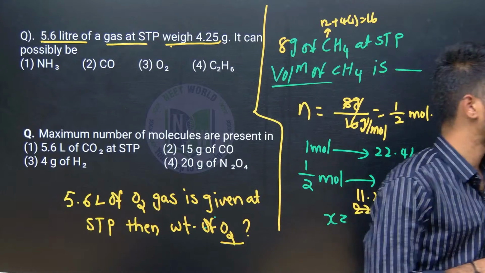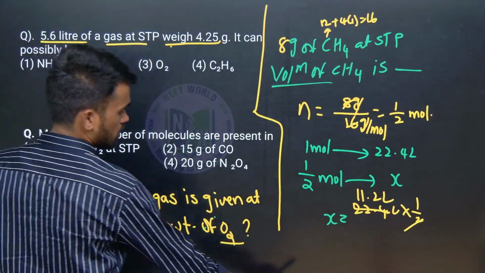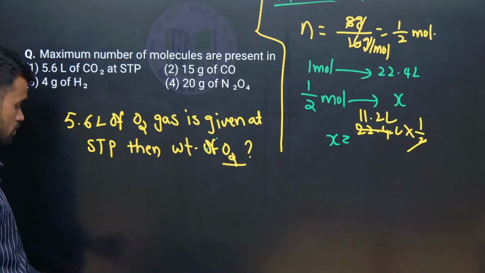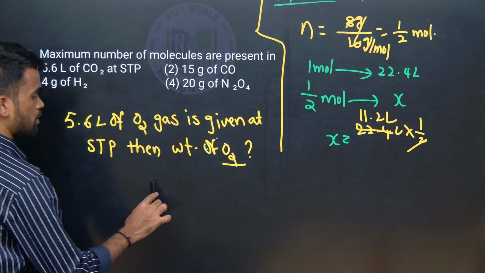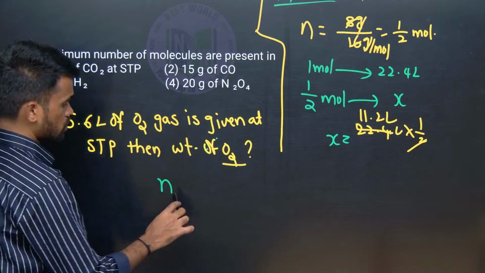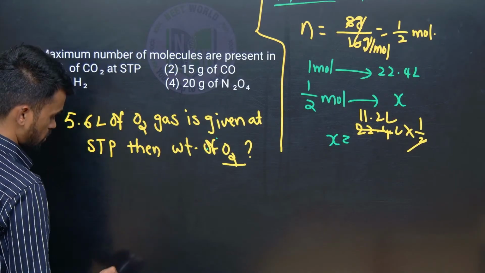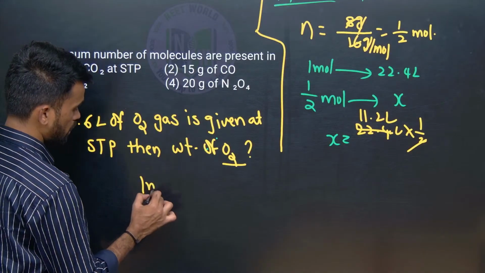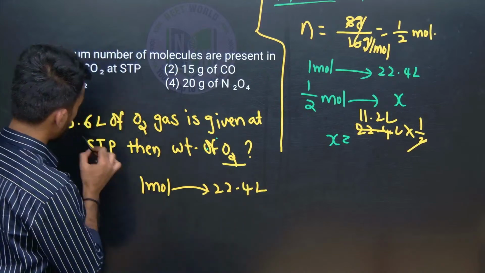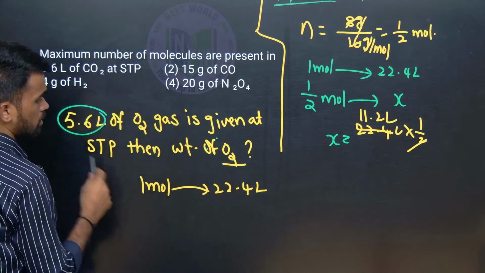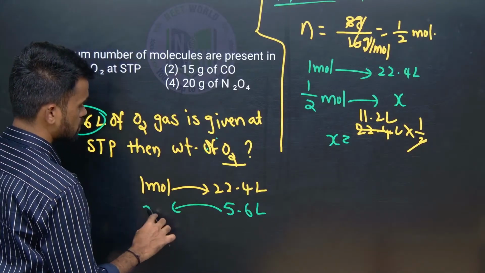Yeah, tell me anyone, how can we do this? Volume is given now. What do we need to do? Always remember to find the number of moles. We know 1 mole means how many liters? 1 mole means 22.4 liters. They have given 5.6 liters, so X moles you can consider.